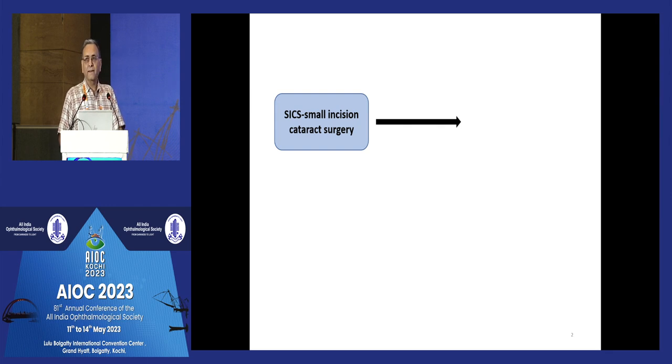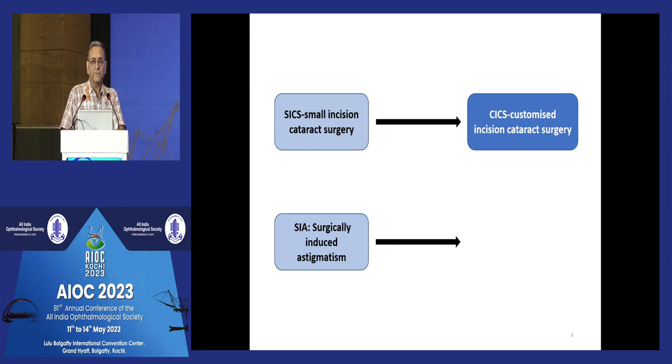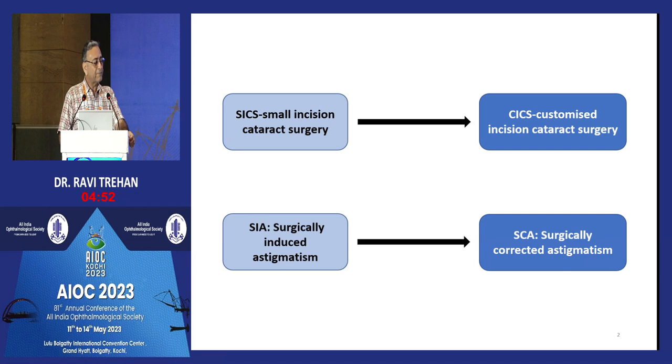The main drawback which all of us feel is astigmatism. If we reduce the astigmatism from SICS, then this will become customized incision cataract surgery. SIA is a very well-known factor affecting each and everything. Total results are affected by this. But when we use SIA our own way, meaning surgically corrected astigmatism, then this helps us and our results are really better.